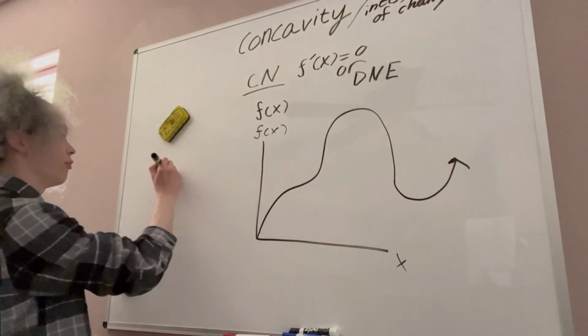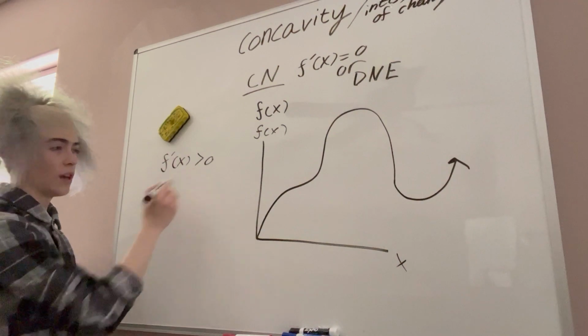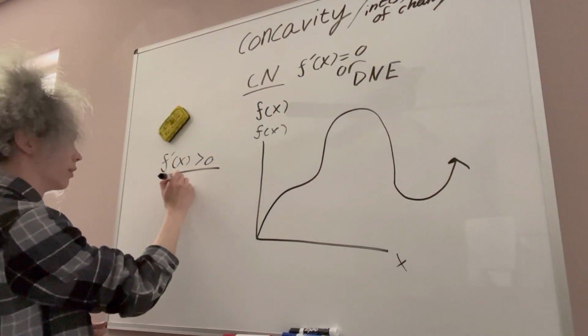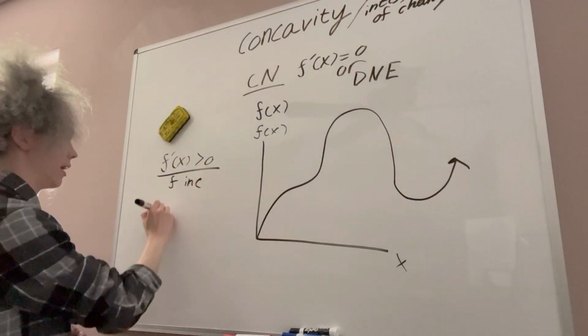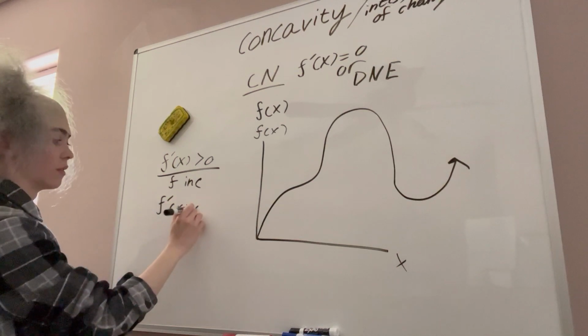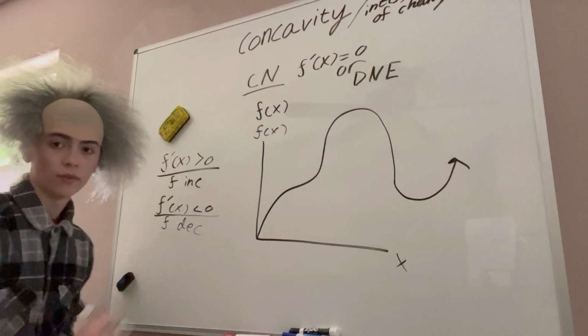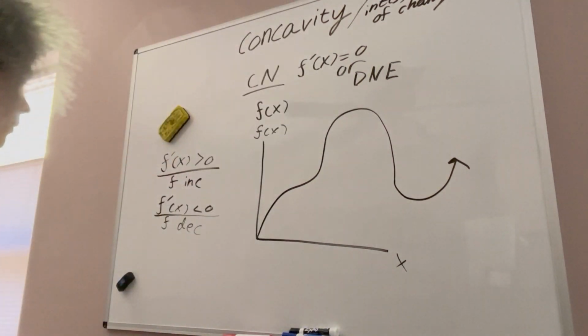Remember, if f prime of x is greater than 0, what's happening to your function? Well, if your derivative, your rate of change, is positive, your function is increasing. Right? So if f prime of x is greater than 0, f is increasing. Same thing applies. If f prime of x is less than 0, f is decreasing, right? Your derivative is negative. That means your slope is negative. That means your rate of change is negative. It means your function is decreasing, right?